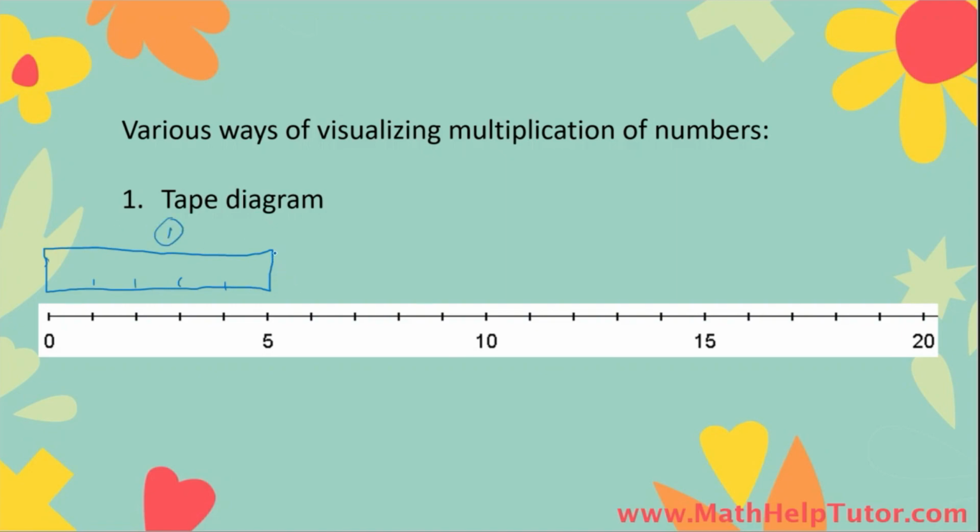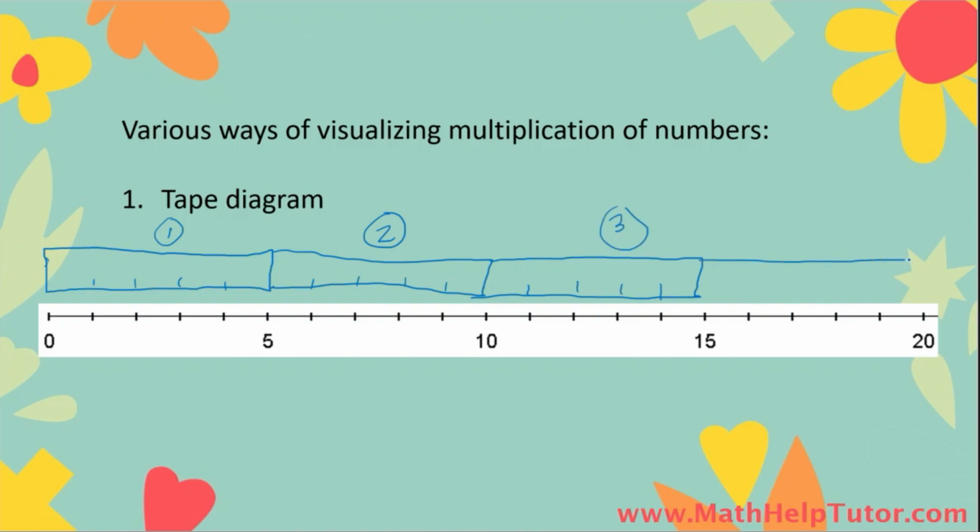This is the first strip. This is the second strip. You can see it's also 5 numbers long. That's 1, 2, 3, 4, 5. This is the third strip, also 5 numbers long. And we have our fourth strip, also 5 numbers long. 1, 2, 3, 4, 5. So here's a strip that is 5 numbers long multiplied 4 times.